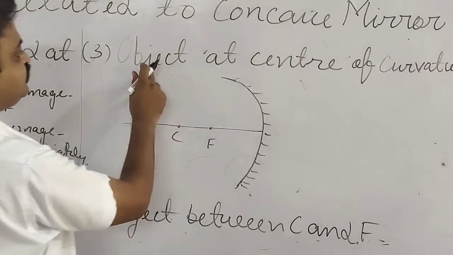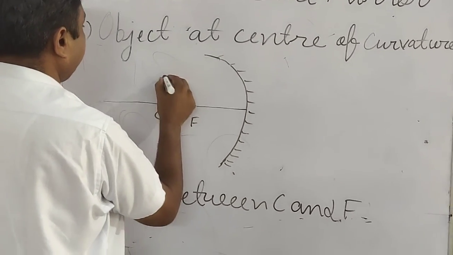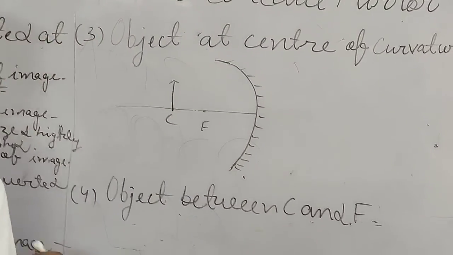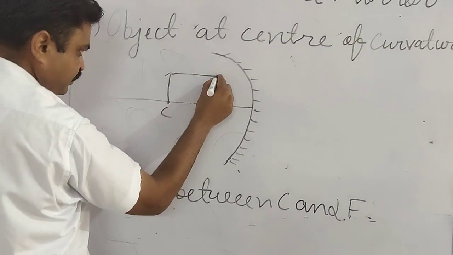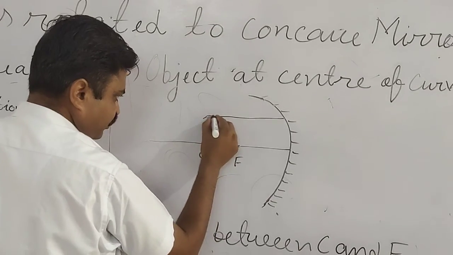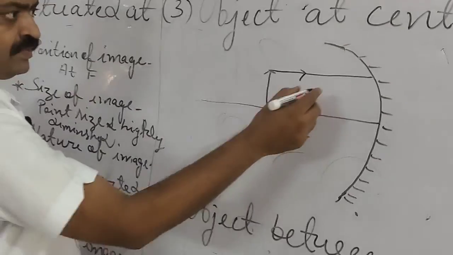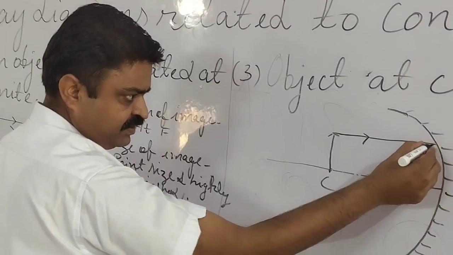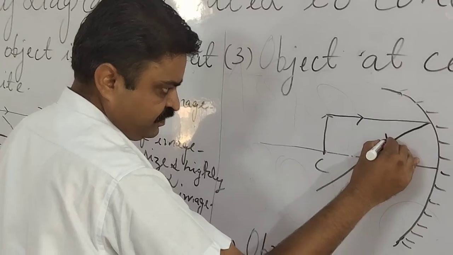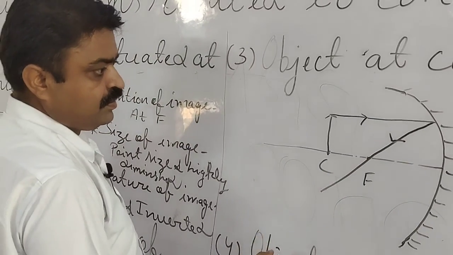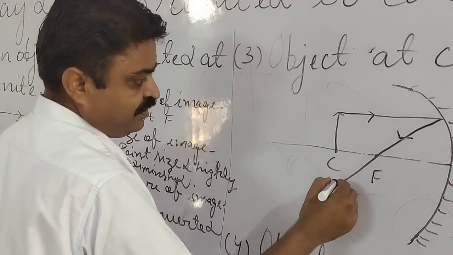Now the object is at the center of curvature. Here is the object. Now again you will draw the incident ray parallel to the principal axis, starting from the head of the object, from here. Now it will be reflected. From here it will be reflected. Now the image will be formed here.